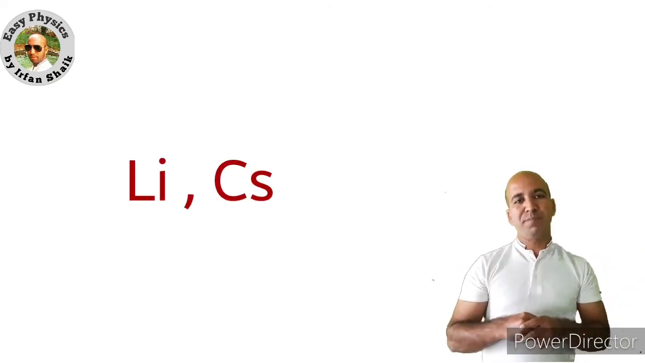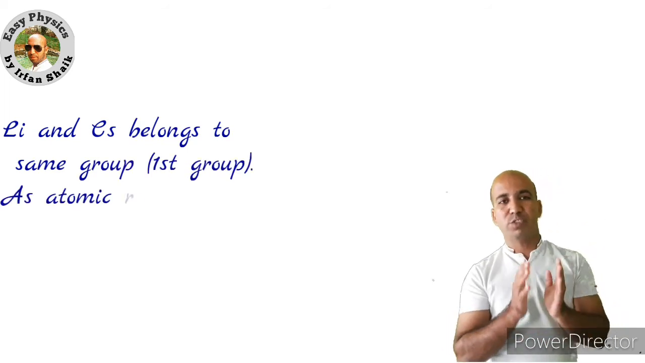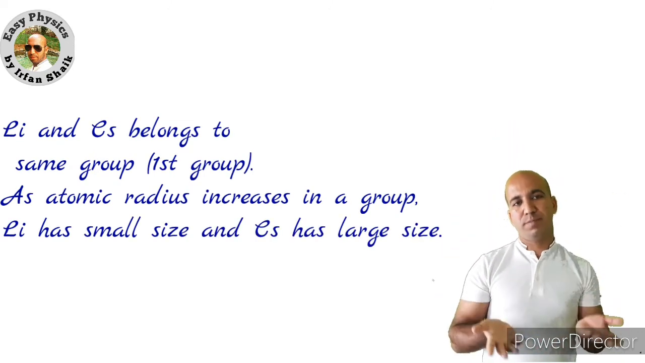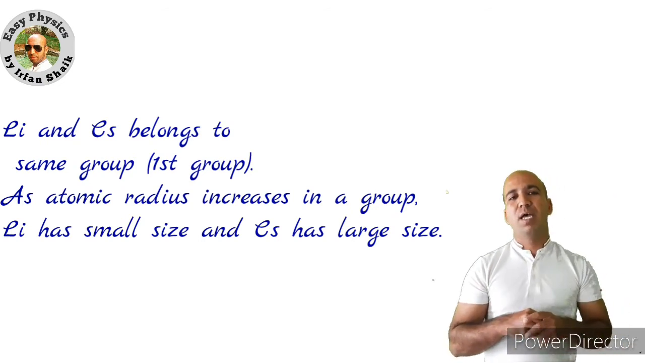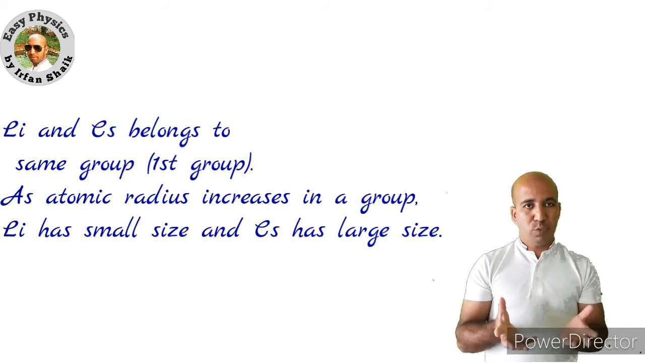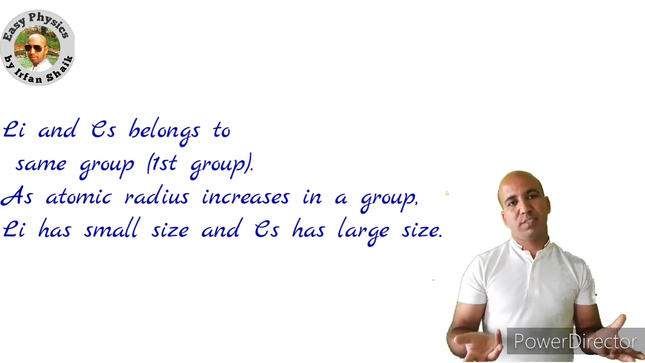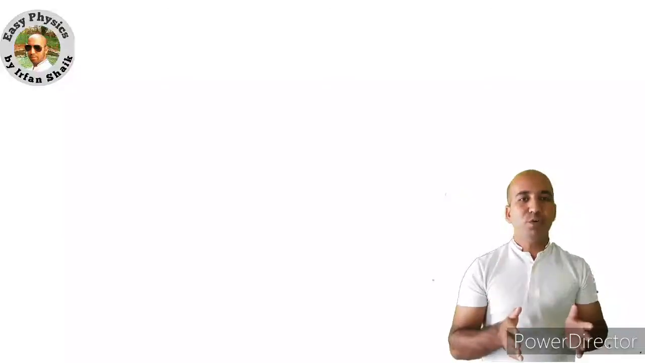Let us take one more example. Lithium and cesium. Among lithium and cesium, which atom is larger in size? We know that lithium and cesium are present in the same group, that is the first group. So lithium is the second element in the first group. That means lithium has two shells, and cesium is the sixth element in the same first group. Cesium has 6 shells. So as cesium has 6 shells and lithium has 2 shells only, lithium is smaller in size and cesium is larger in size. Like that, if we know how the atomic size changes in a group or in a period, we can easily find out which atom is larger in size and which atom is smaller in size. So these are the topics that we need to know about the atomic size.